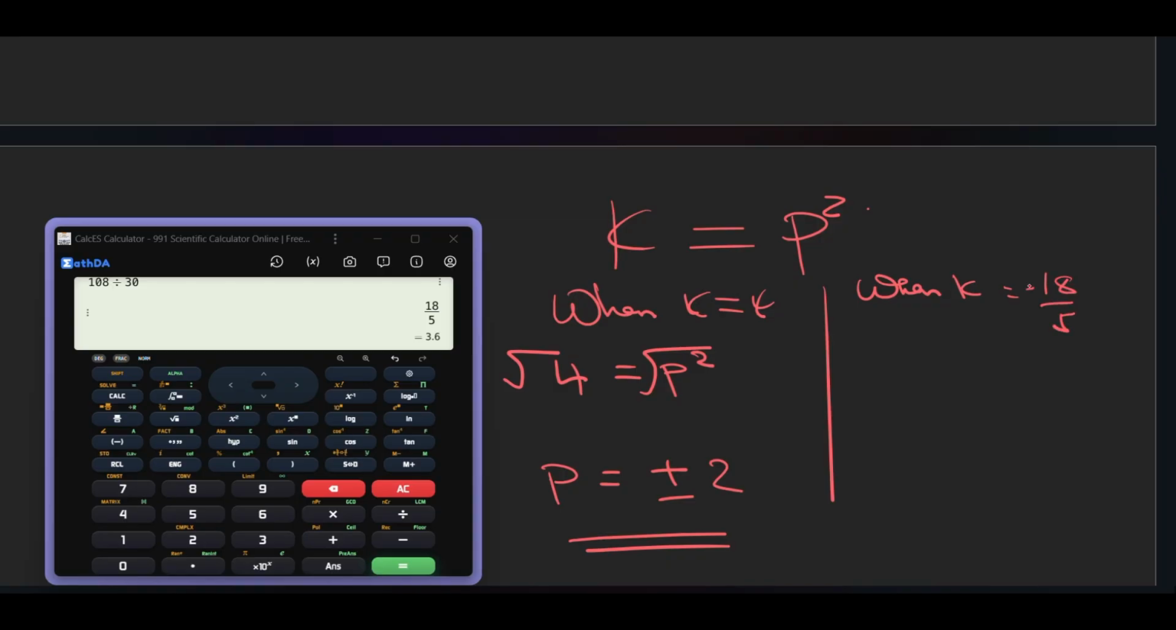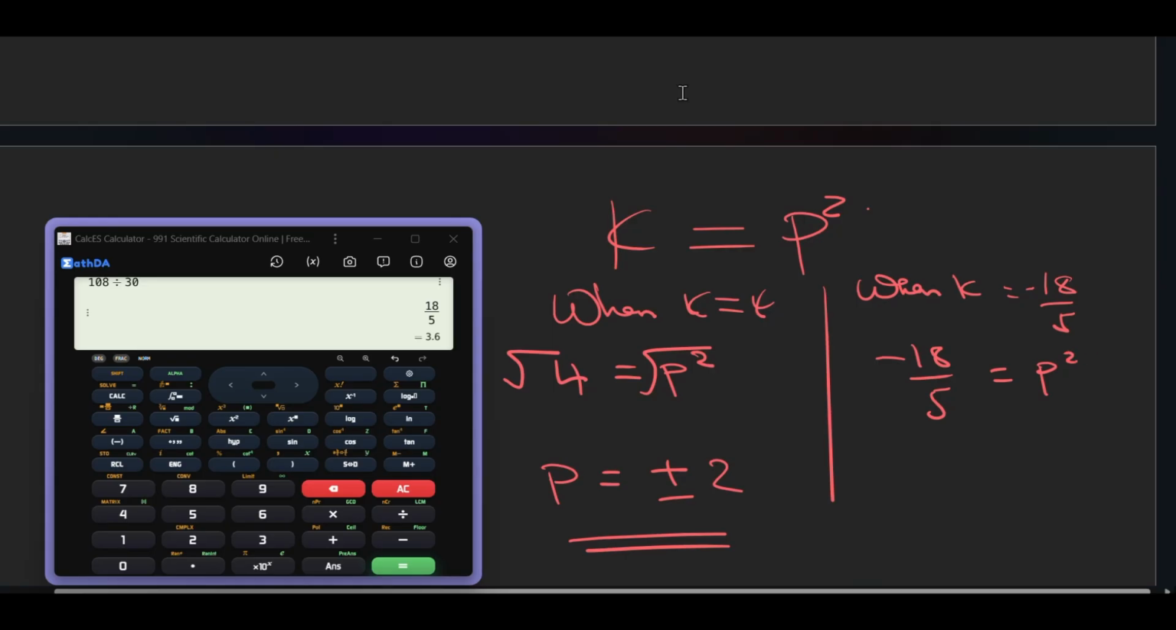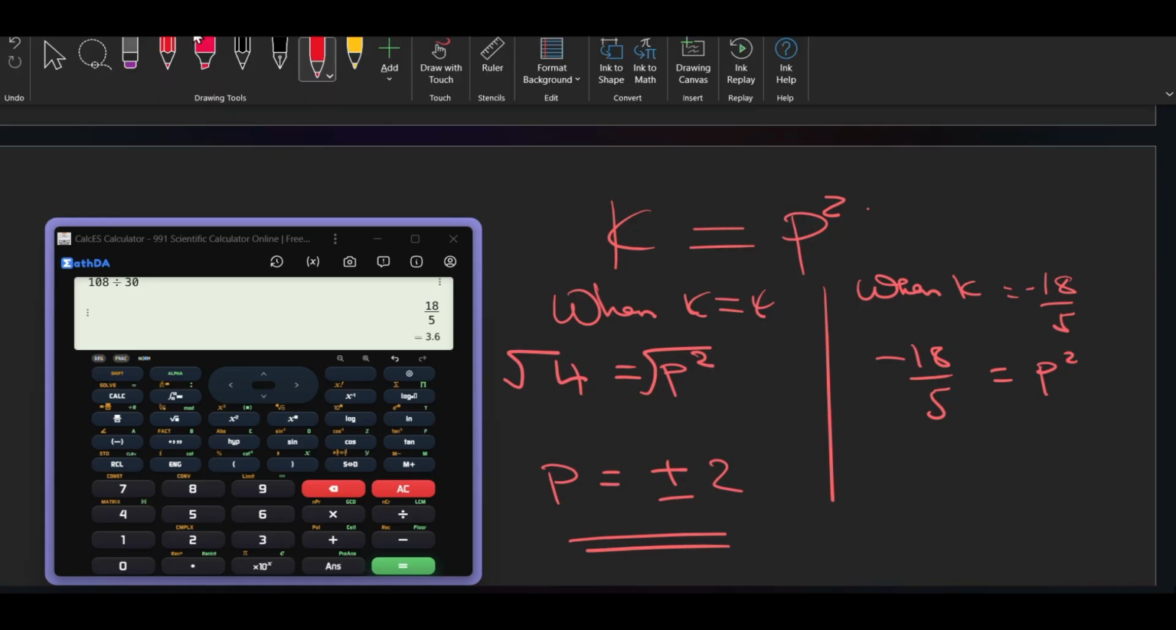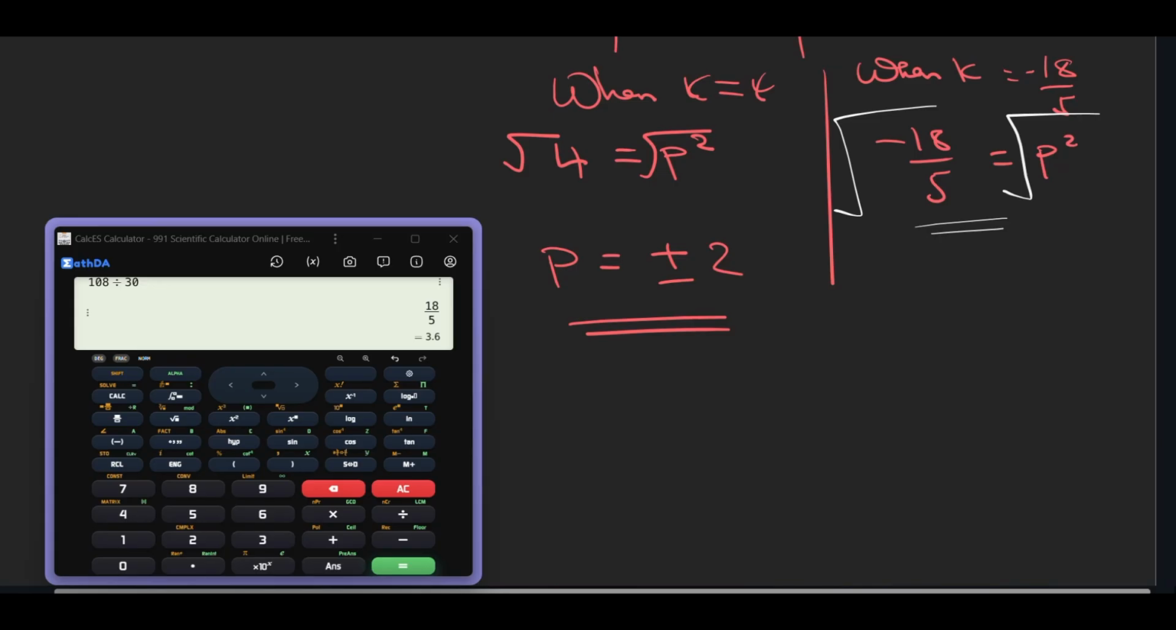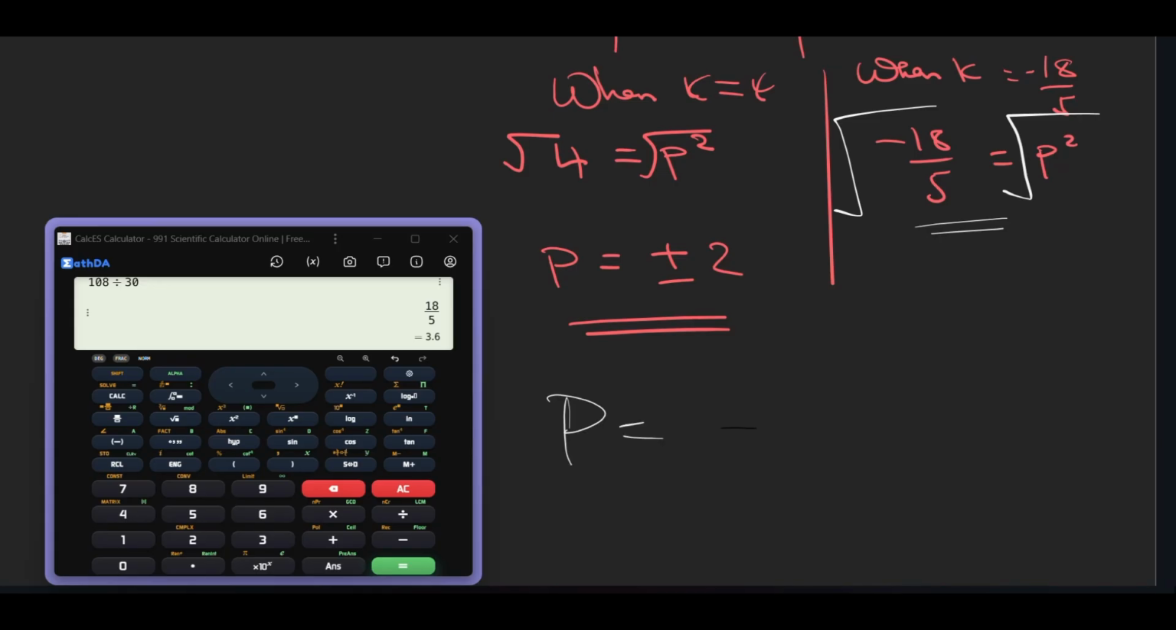The other alternative is when k is equal to negative 18 over 5. So this one won't work, because if you say negative 18 over 5 is equal to p squared, and you try to get a square root there, it will be a bit troublesome. You can't get a square root of a negative number. It will create complex issues. So p can either be positive 2 or negative 2.